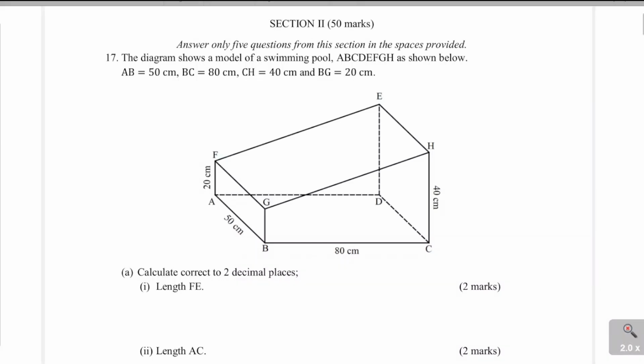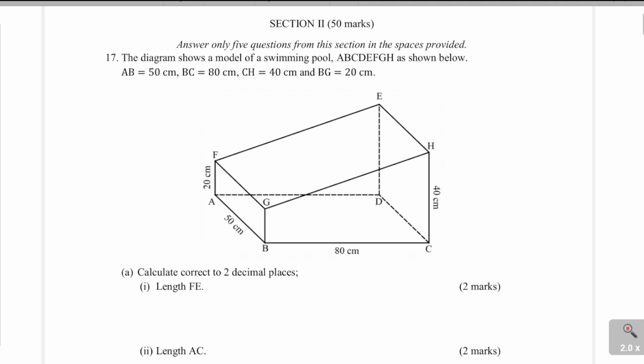We continue with section 2 of this paper, top joint examinations. Question 17 is on three-dimensional geometry. The diagram shows a model of a swimming pool ABCDEFGH as shown below. The measurements are given: AB is 50 centimeters, BC 80 centimeters, CH 40 centimeters, and BG equals 20 centimeters.